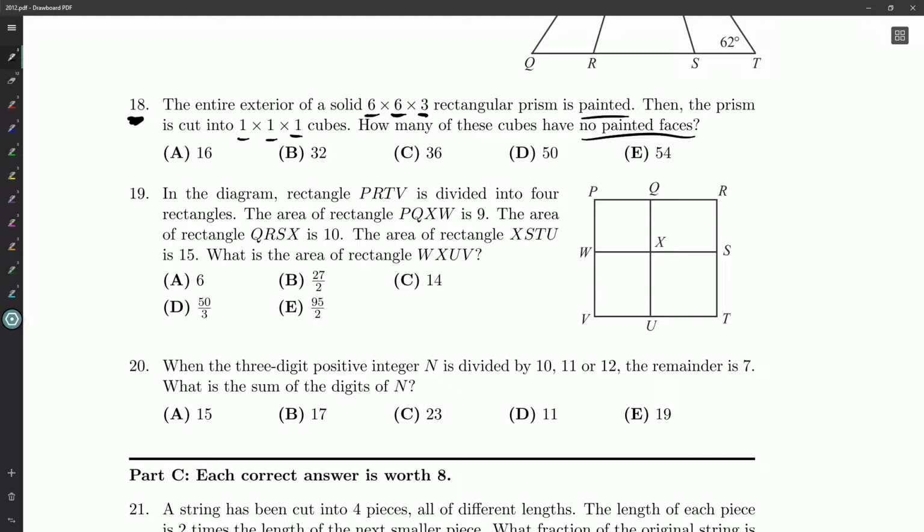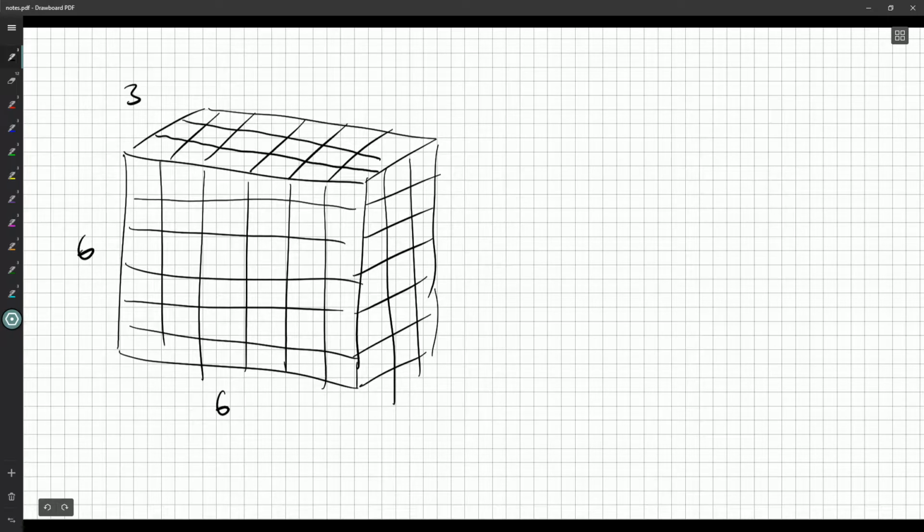And then what are we told? Well, it's cut into 1 by 1. So now we have, with our picture, we visualized where those cuts are going to take place. Now, how many of these cubes have no painted faces? There's a couple ways we could go about doing this. We could pretend that we have the faces painted, and we could count how many cubes on the edges and on the sides and things like that. But that's going to be a bit of a mess. We're going to have to do sort of inclusion, exclusion, that sort of a thing.